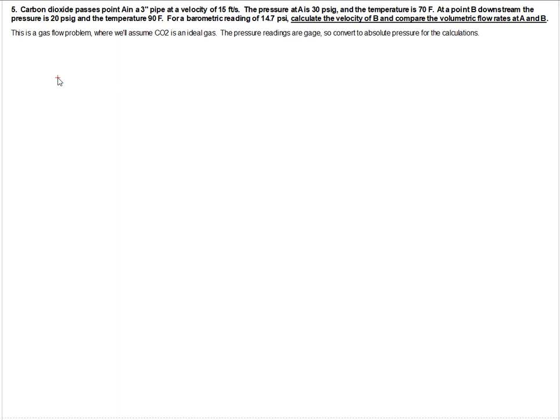So the first thing to note is that this is a gas flow problem. That means the gas is a compressible fluid. We cannot assume it's an incompressible fluid. We're also going to assume that CO2 is an ideal gas. This is going to make things much easier for us.